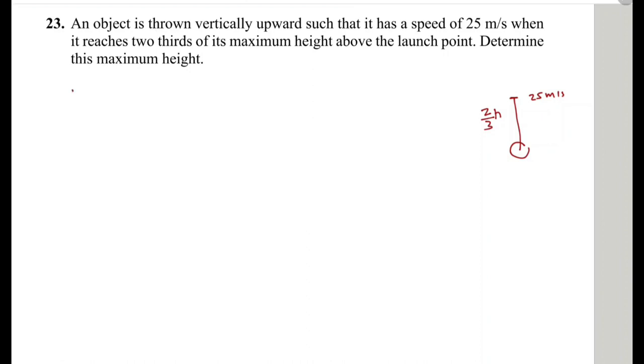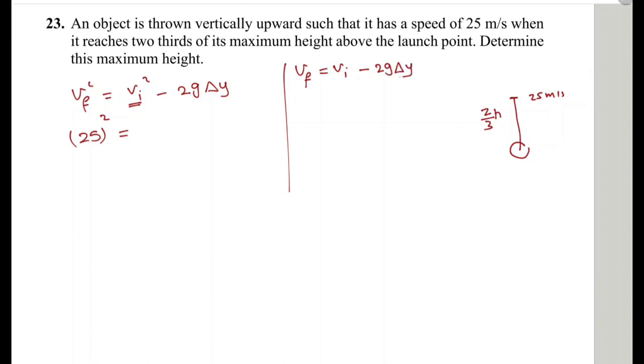Now let's solve this one. v final squared equals v initial squared minus 2g delta y, and 25 squared equals... now we need to find v initial in this case. On the side here, v final squared equals v initial squared minus 2g delta y. From this one for the second part, I'm talking here about the second part, v initial equals the square root of 2g delta y.